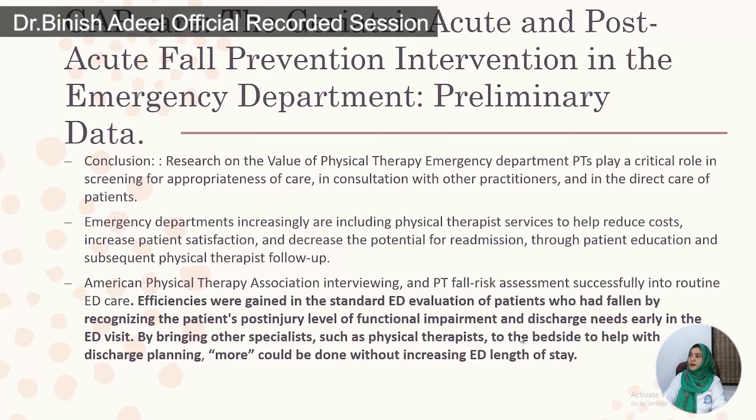So this is why it's important, because when a physical therapist is the person who can recognize the patient's post-injury level, he can check the functional impairment, and he can also assess when the patient needs to get discharged, what the discharge needs are, what the early need of emergency department visit is, and when the patient needs to be seen by any kind of specialist.